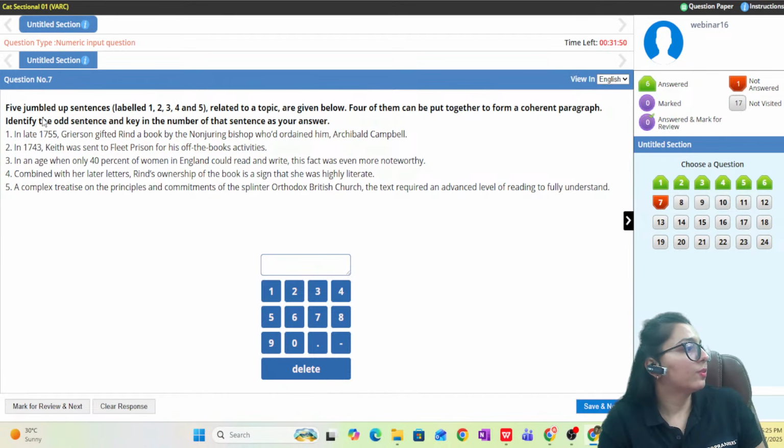We might have five jumbled sentences related. Four of them can be put together in a core. We have to identify the odd sentence in it. But then again, you always have to make sure that you are finding out what should have been a possible series for it. First things first, we will have to read them.